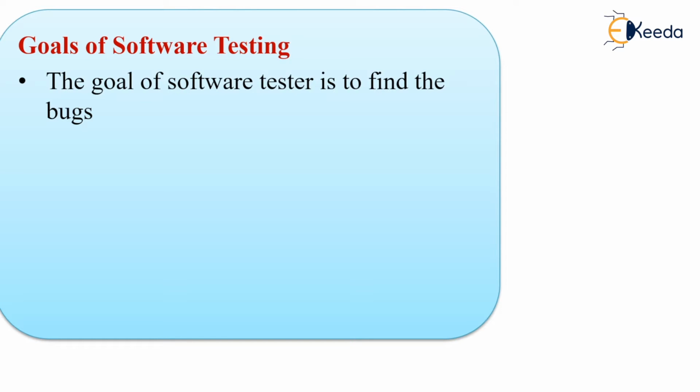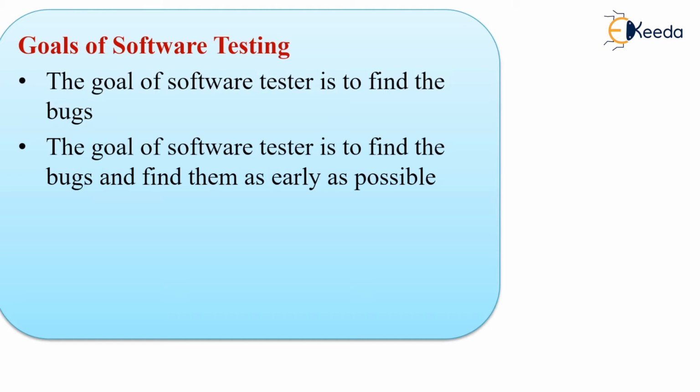The second goal of a software tester is to find the bugs and find them as early as possible, because the more time you take, the more it costs. But finding bugs is not enough. You should think about the cost and the estimation of time, because these are the factors, and I hope you're familiar with these factors in software engineering.